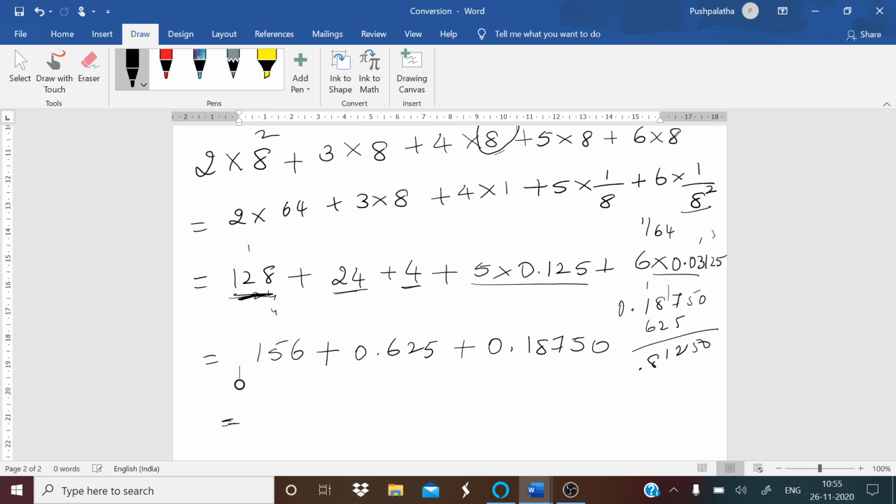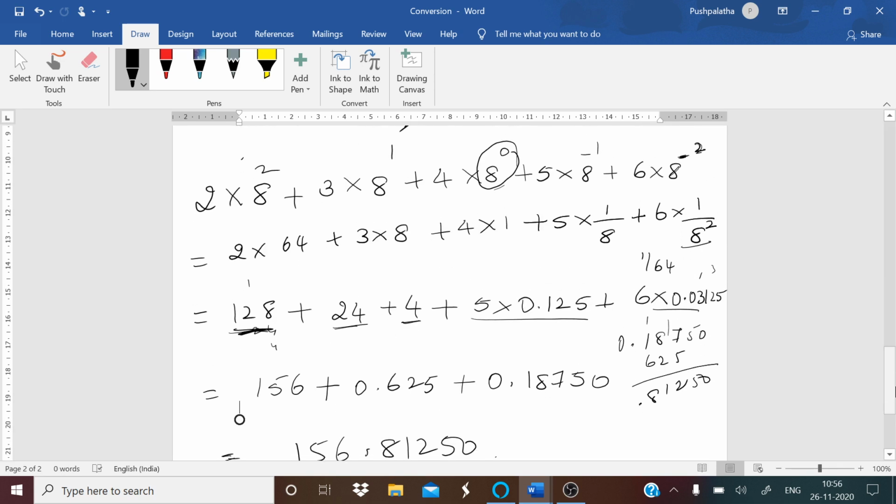So what's the answer now? What's the answer you get for 1 divided by 8? 0.125. Okay, 0.625. So 156.8125 will be your answer. That is the conversion of octal to decimal.